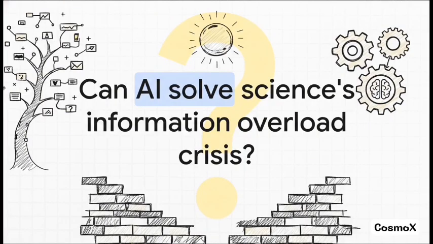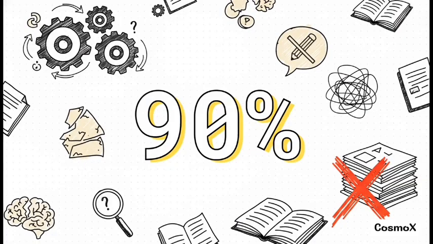And that's really the big question here. Scientific knowledge is expanding at this incredible rate. So an AI that could actually synthesize all of that accurately, it would be a total game changer for discovery. But here's the problem. Today's most advanced AIs, well, they have a major trust problem. And that problem boils down to this one single shocking number, 90%.